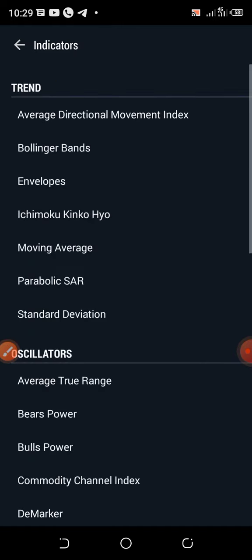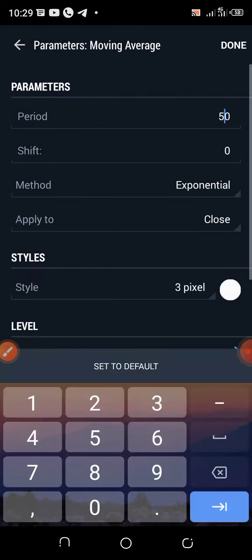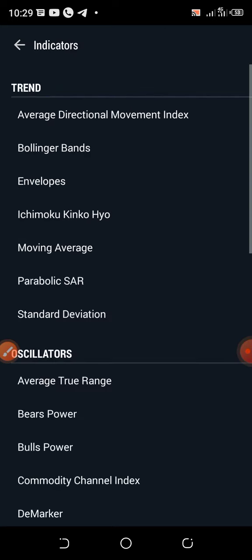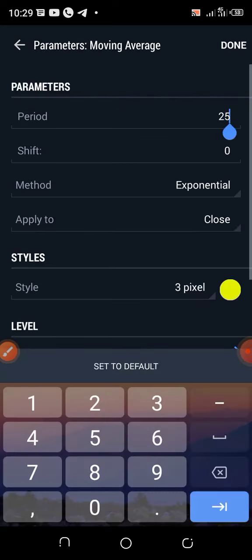Number 2, I add moving average 25. Moving average 25. So please follow this simple step. You will arrive at that place. Number 3, I add moving average 12. I added moving average 12.